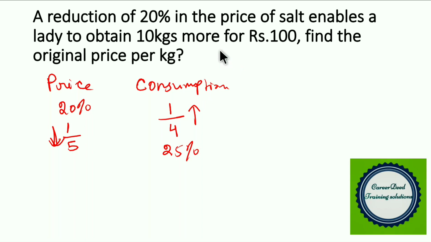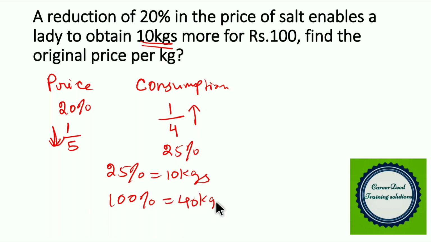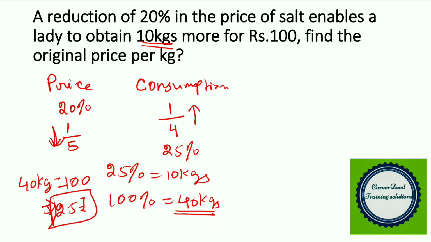Okay, so this 20% reduction of the price enables a woman to purchase 10 kgs, right? So this 10 kgs is nothing but 25%. So 25% is 10 kgs. So what is 100%? 100% will be 40 kgs. So initially she purchased 40 kgs for how many rupees? 100 rupees. Now you have to find the original price per kg. So if 40 kg is 100 rupees, then 1 kg will be 2.5 rupees. So answer for this question is 2.5 rupees per kg.